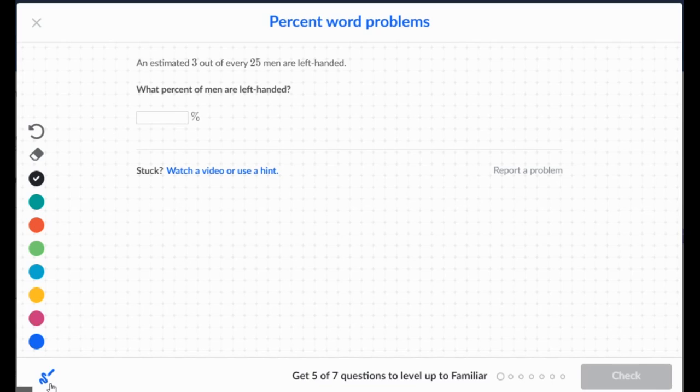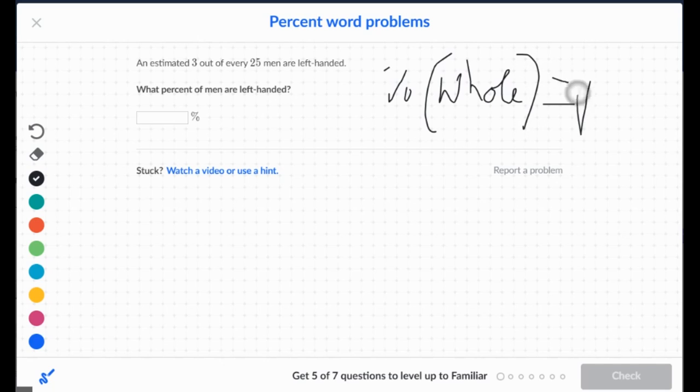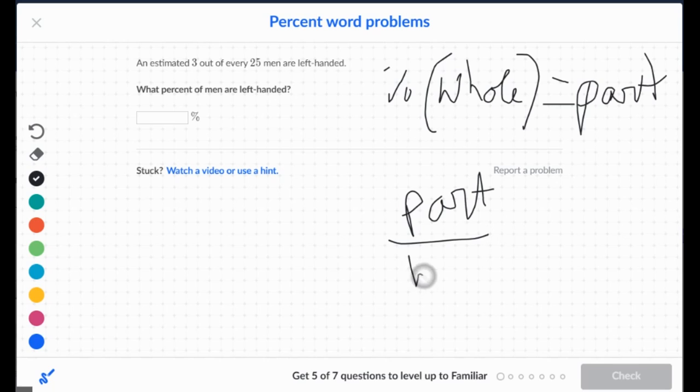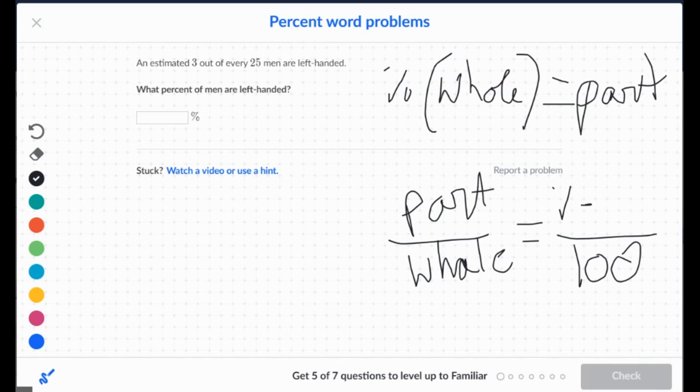And if you remember previously, we said that when we are calculating percents, we're going to have the percent times the whole will be equal to the part. And this comes from recognizing that there's a part and a whole. So this is a ratio or a proportion that will be equal to the percent out of 100, because a percent is a special fraction that has a denominator of 100.